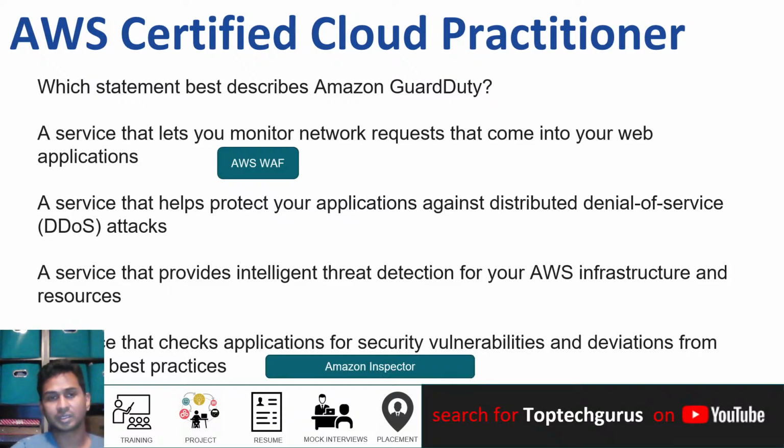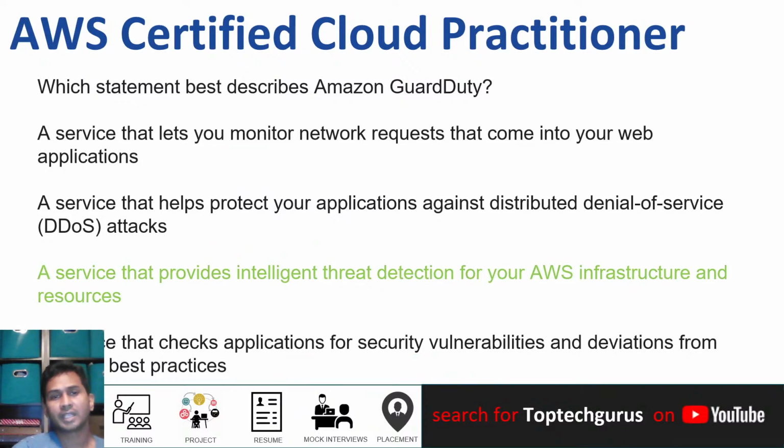Okay, so let's look at the last option here. It's a service that checks applications for security vulnerabilities and deviations from security best practices. Amazon Inspector is the one that helps with checking security vulnerabilities and whether you are deviating from any of the security best practices. Amazon Shield provides protection against distributed denial of service or DDoS attacks.